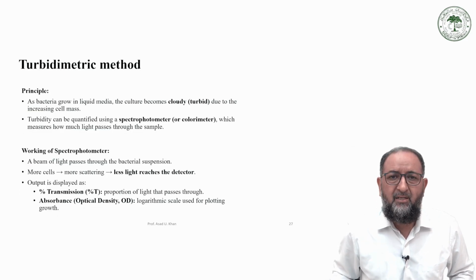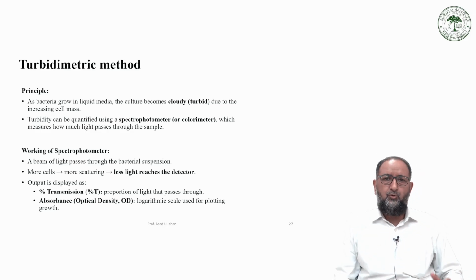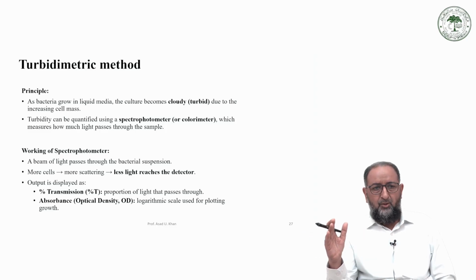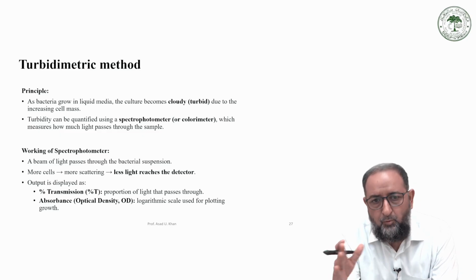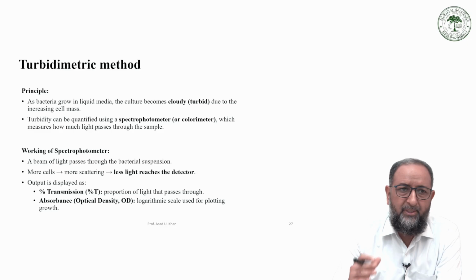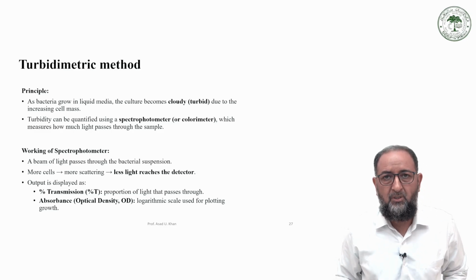Now, the turbidimetric method is again a direct method, in which you simply check the turbidity, the cloudiness, of the bacteria in a tube, in a flask, in a culture, and then you simply refer to the OD. The percent transmission can be calculated, or we call it absorption or OD, optical density, where a beam of light passes through the bacterial suspension, and then you can easily calculate. So spectrophotometry here is based on the scattering effect, on the cloud turbidity.